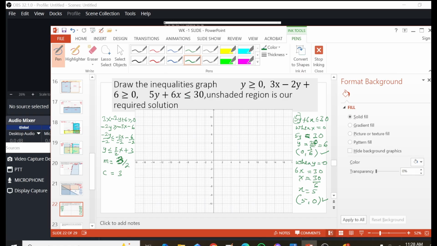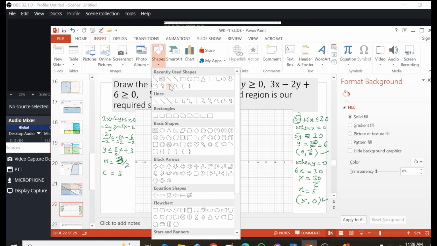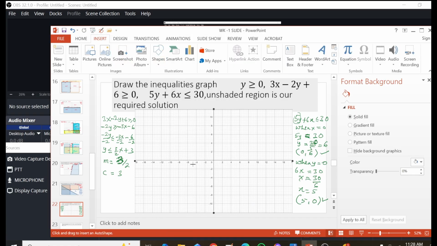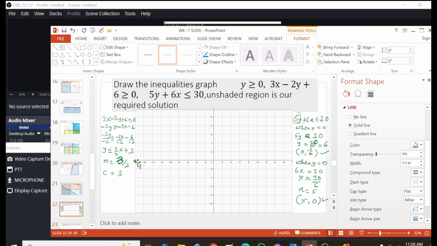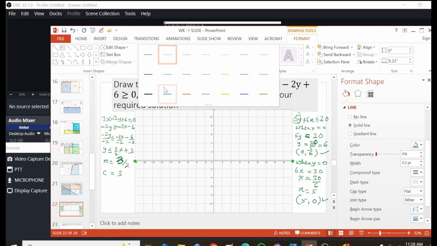So y is greater than or equal to 0. I will draw our line. For y is greater than or equal to 0, y is along the x-axis. So we are drawing our line. The line will be along the x-axis because y is equal to 0. Sorry, y-axis. So let's make it a thick line. Why are we making it a thick line? Because it's greater than or equal to.